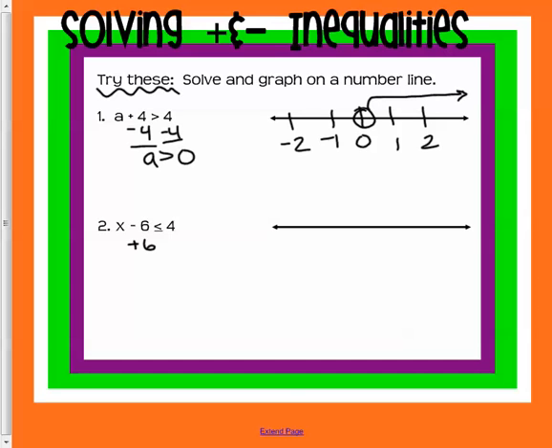Down here, we're going to add 6 to both sides. So x is less than or equal to 10. Again, you don't have to go too crazy. You can just put 1 or 2 numbers before and after the number that you're using. So x can be 10. So closed dot, and then it's anything less than. So any number smaller than 10.